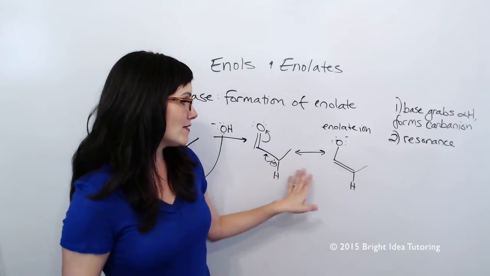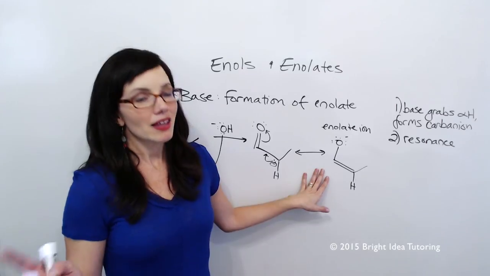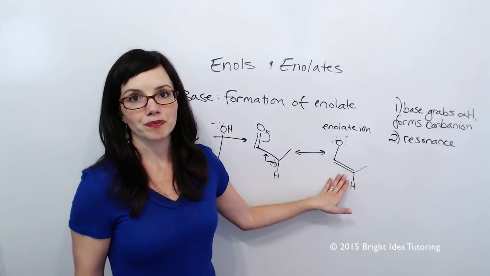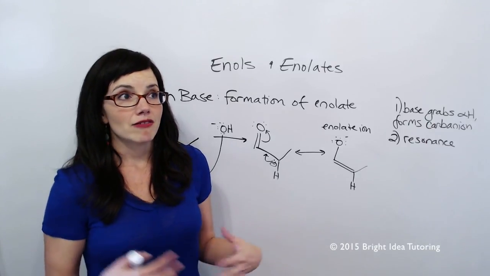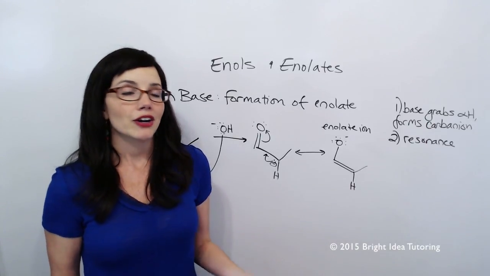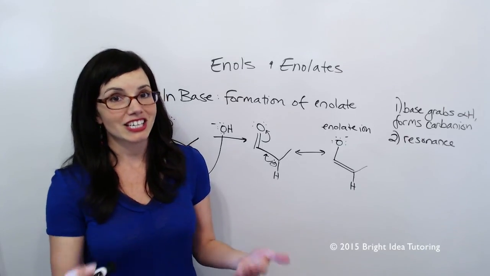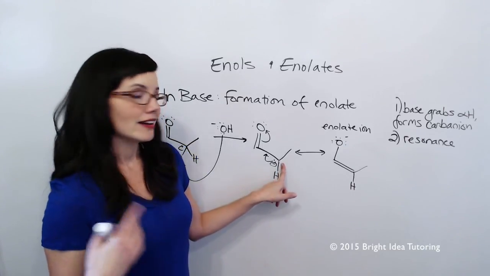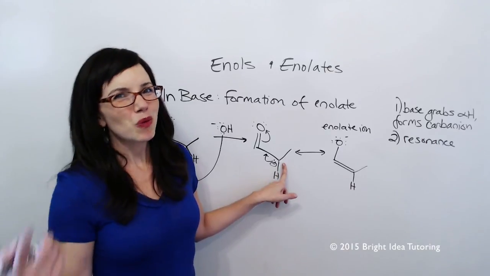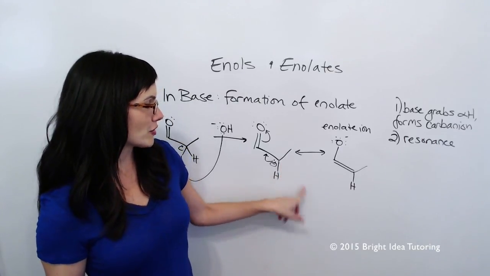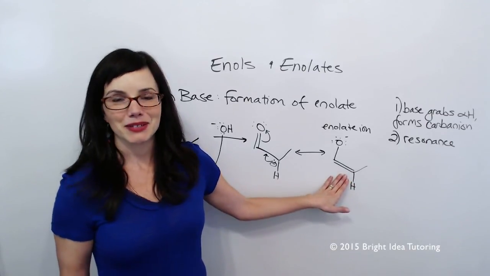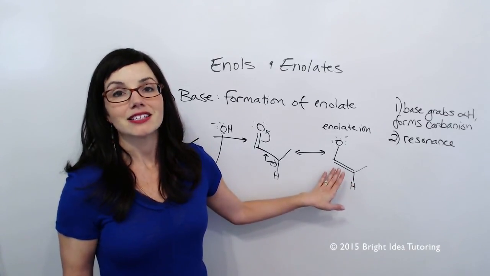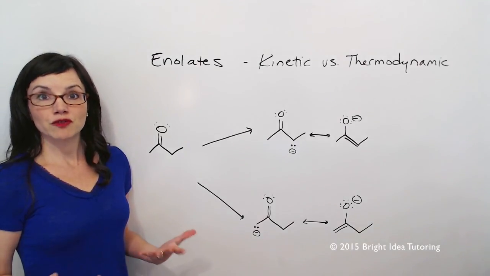And that means that if this structure is going to attack something, the attack is going to come from this structure. And just a little bit of a preview, you're going to be doing a lot of reactions where the attack or the addition is going to come on the carbon. And so you're going to want to attack from this structure because that's where the negative carbon is. You can't do that. You always have to have your attack come from here because, again, this is the more stable structure.